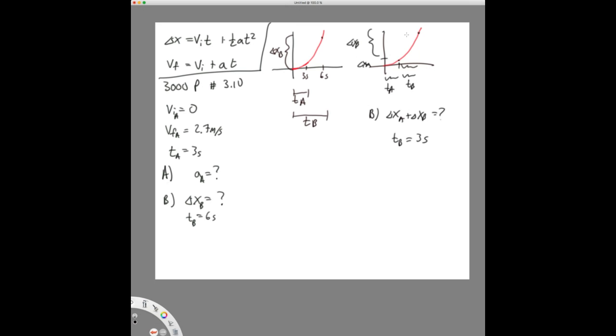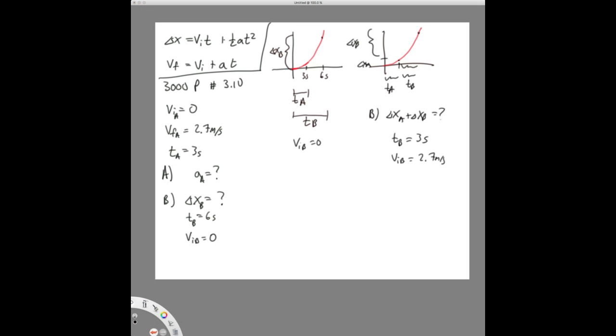So going back to my question, is V initial for B, is that still 0? Well, it would be in this first point of view, but in the second point of view, it would actually be whatever is the final speed for part A. So you can work it either way. I'm going to work it as V initial for B equals 0. What about V final for part B? Will it still be 2.7 meters per second?